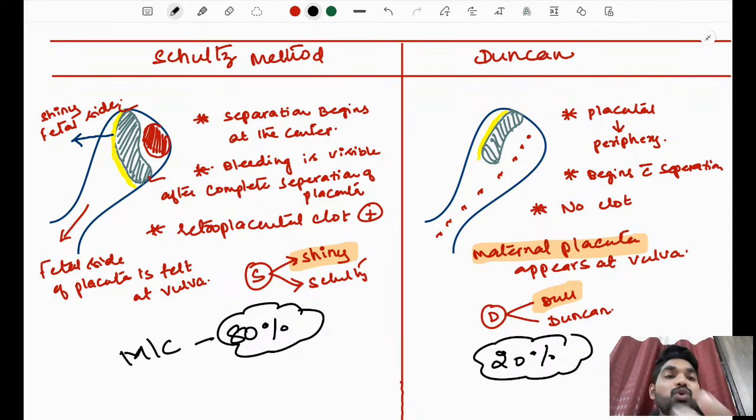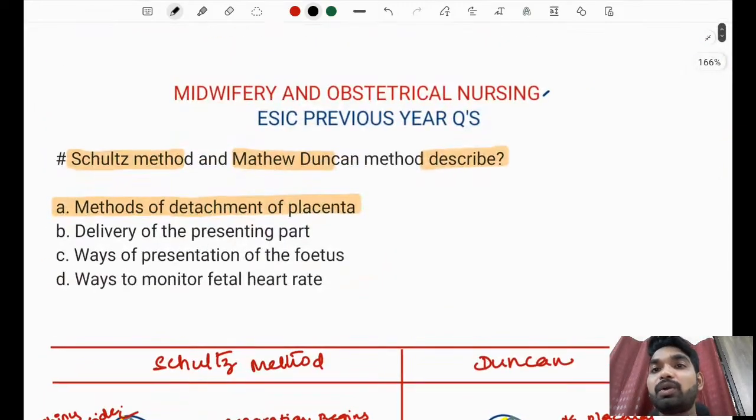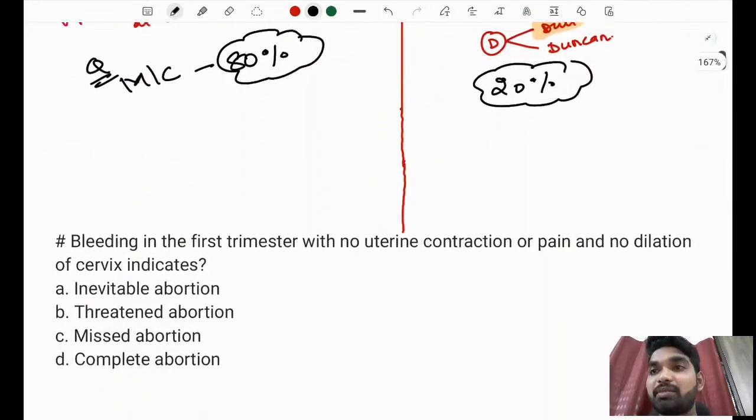Okay, so one thing you need to remember, Schultz method is central separation. Duncan method is peripheral separation of placenta, and the one which is more common is Schultz method. Okay, this also can be asked as an MCQ. Which type of separation is more common? Schultz method or Duncan method? That time don't answer Duncan method. Okay, the answer will be Schultz method. That is more common. Okay, so now coming to the next MCQ.